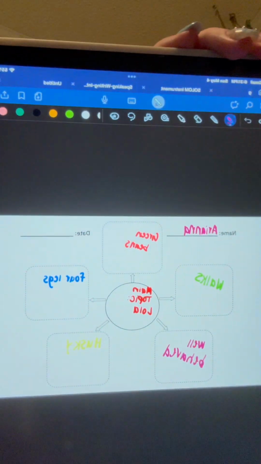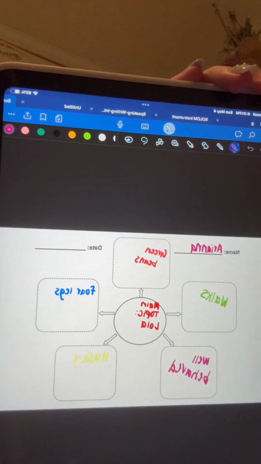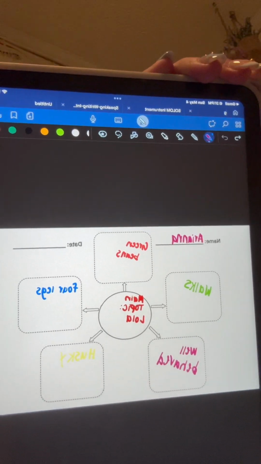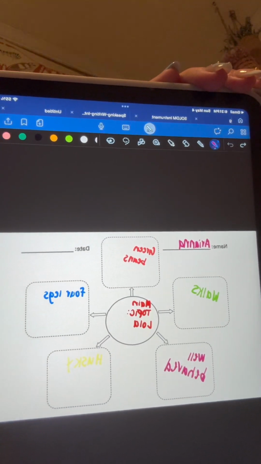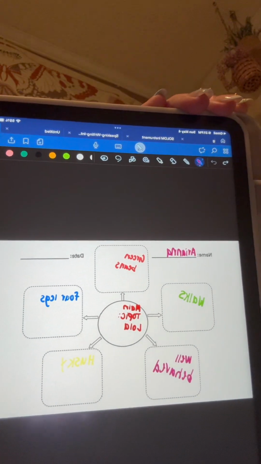So if you look at my brainstorm, I need to put my name at the top of the paper so I know whose paper this is. So first what I did is I made sure that in my main topic I put what I am writing about. So today we were writing about Lola, so I put that in my main topic. I then put 5 boxes that I had to do. I did 5 boxes about exactly what I was talking about.